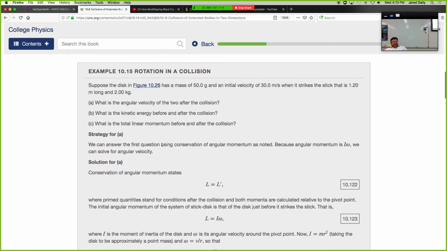So the first thing is the angular velocity of both ball and stick. Remember that angular velocity is how fast something is moving relative to a point, as kind of a rotational reference. So we're going to do this using the angular momentum equation. Angular momentum is going to be preserved, so the initial angular momentum equals the final angular momentum.